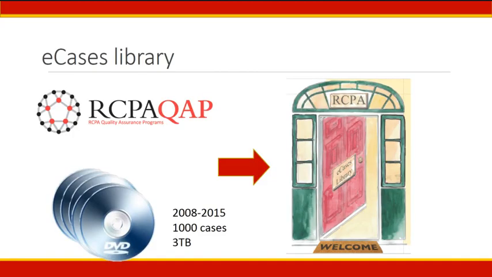So the aim of this project was to use the archived anatomical pathology QAP case material to populate an existing ecases library and thereby fill the empty surgical pathology shelves. From 2008 to 2015, there are 1,000 QAP anatomic pathology cases occupying 3 terabytes of information.